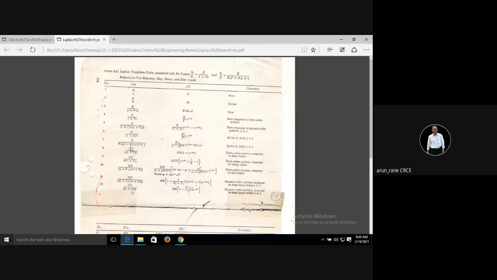So let's see rule number 8. Rule number 8 is HK upon s into 1 plus ts. So this exactly conforms to this. So the value of HK will be minus 75. So you have written directly your Laplace inverse, right?